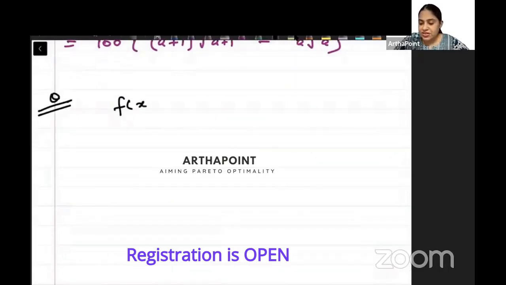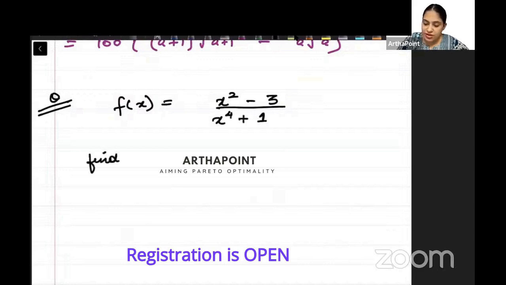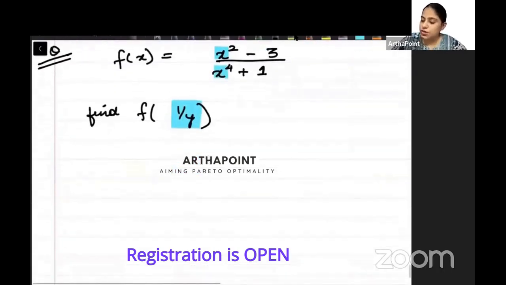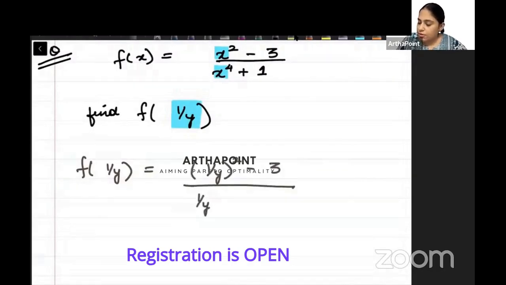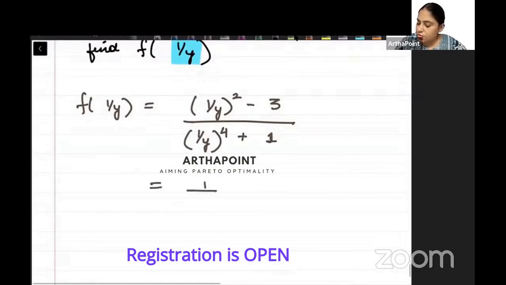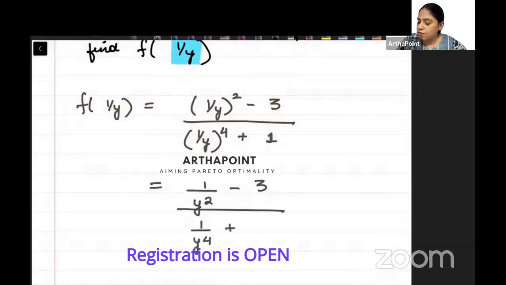You are given f of x is equal to x square minus 3 upon x to the power 4 plus 1. The question is, find f of 1 by y. Everywhere, instead of x, you will replace 1 by y. So f of 1 by y is equal to (1 by y) whole square minus 3 upon (1 by y) to the power 4 plus 1.